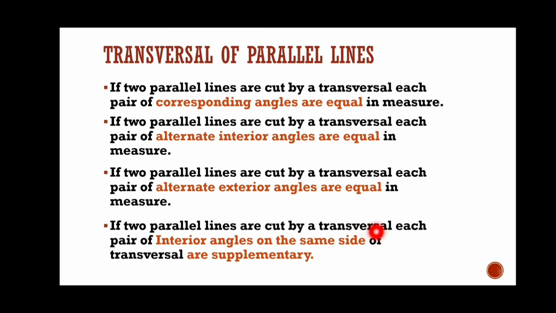Then if the parallel lines are cut by a transversal, the interior angles on the same side of the transversal are supplementary. Now we have seen that the interior angles on the same side of the transversal will not be equal, but their sum will be equal to 180 degrees. They will be supplementary angles. So these are the 4 points. We will see these points one by one through the diagram.